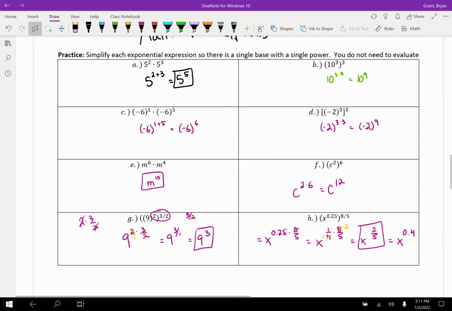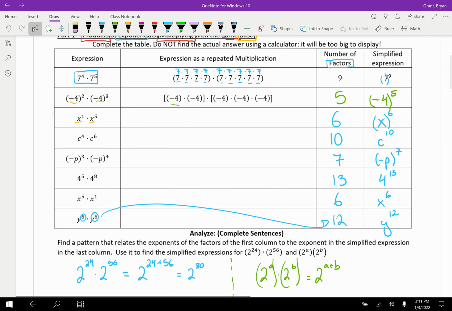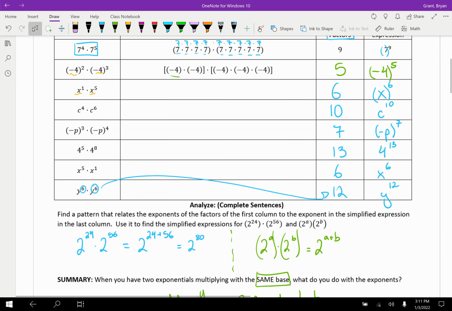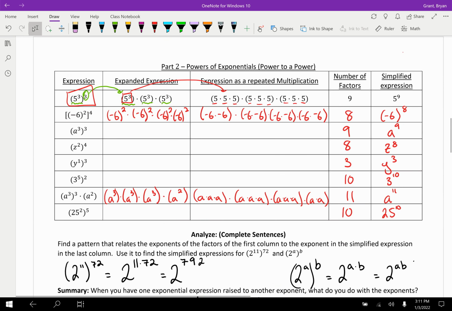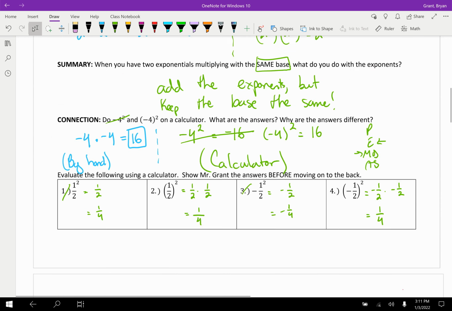We don't have to do any crazy hard problems this year. You'll do more of those in Algebra 2, but we absolutely need to know that when you have the same base and you're multiplying, you add the exponents, and you have an exponent on the outside of the parentheses and the inside, you multiply.